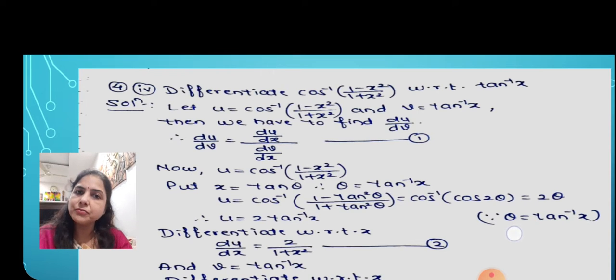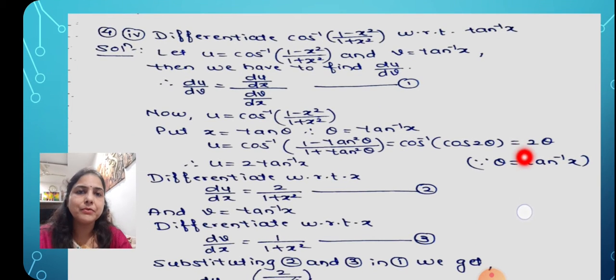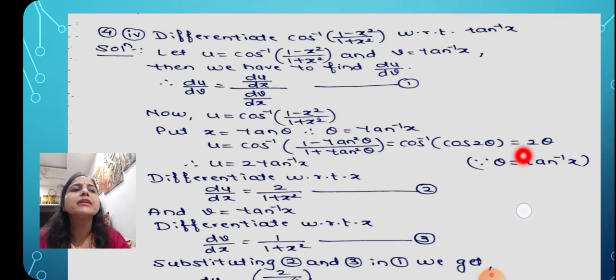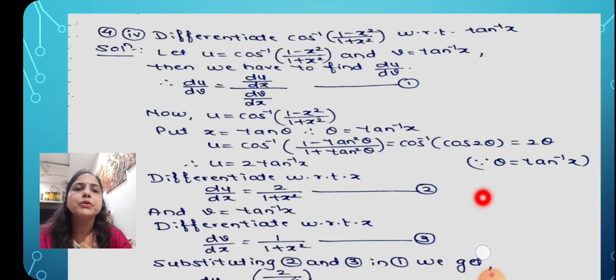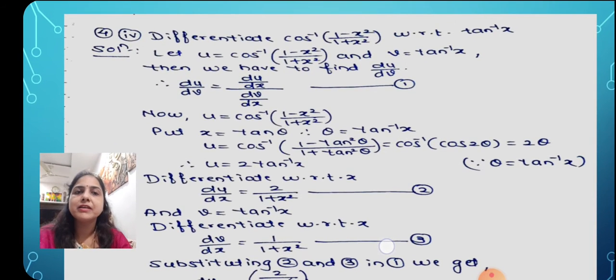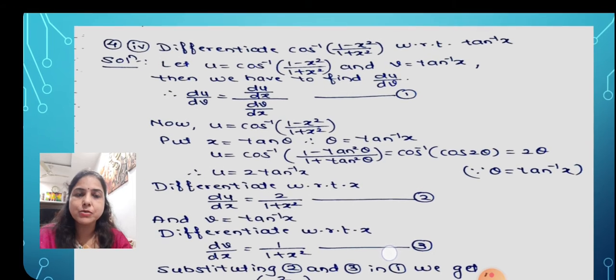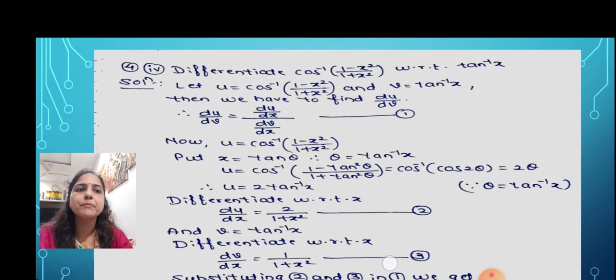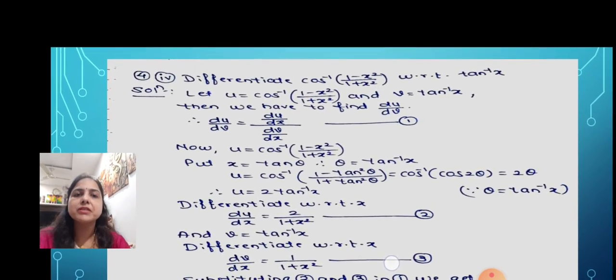And we know that cos inverse of cos theta is theta. We know this property of inverse function. So cos inverse of cos of 2 theta becomes 2 theta. And theta, already we know that theta is tan inverse of x. So we put for theta as tan inverse of x. So we get u is 2 times tan inverse of x. Now we differentiate this u with respect to x. So we get du by dx is equal to 2 times the derivative of tan inverse x, which is 1 upon 1 plus x square. So du by dx is 2 upon 1 plus x square. We denote it by equation number 2.